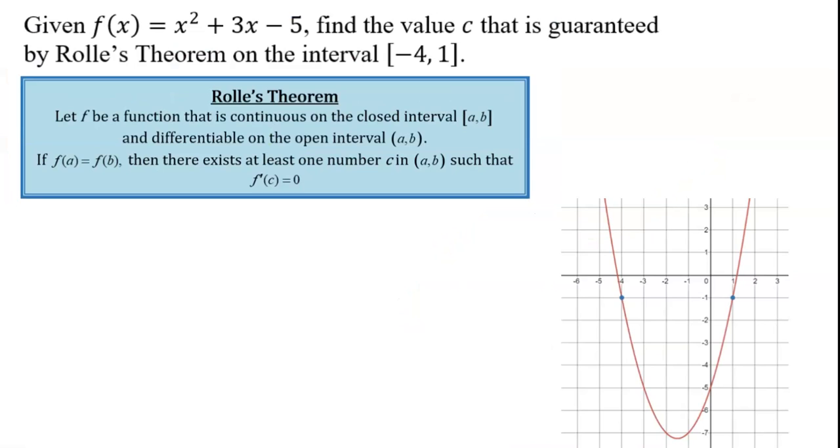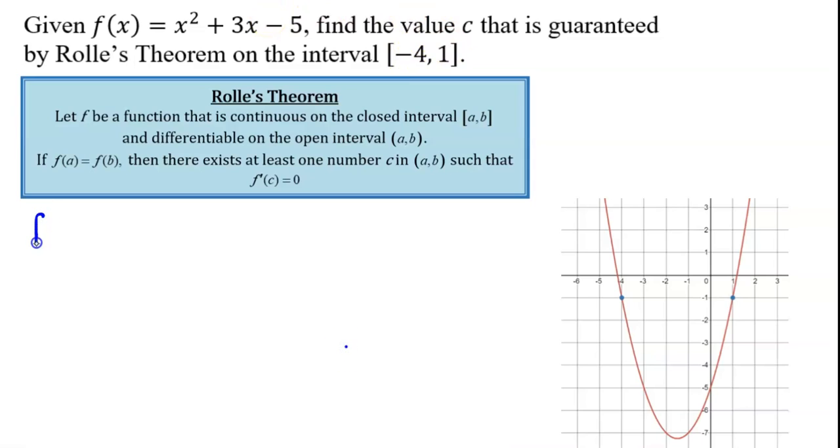Given f of x equals x squared plus 3x minus 5, find the value c that is guaranteed by Rolle's theorem on the interval [-4, 1]. Our function f of x is a quadratic function. It's a polynomial function. That automatically means it's going to be nice and smooth and continuous on this interval. So we have made sure the first two conditions are met. Now let's make sure f of a is equal to f of b by plugging in -4 and 1 into our function f of x.